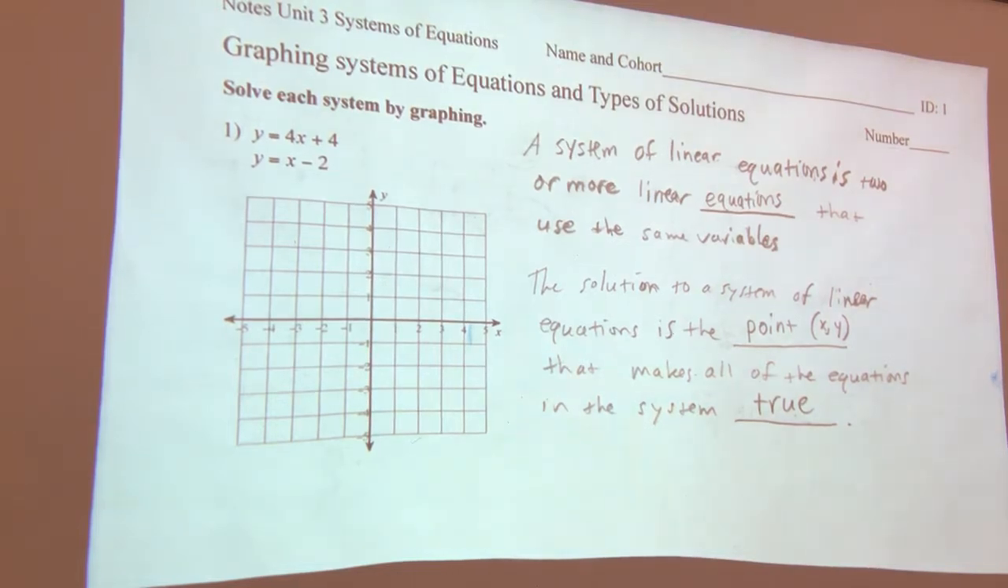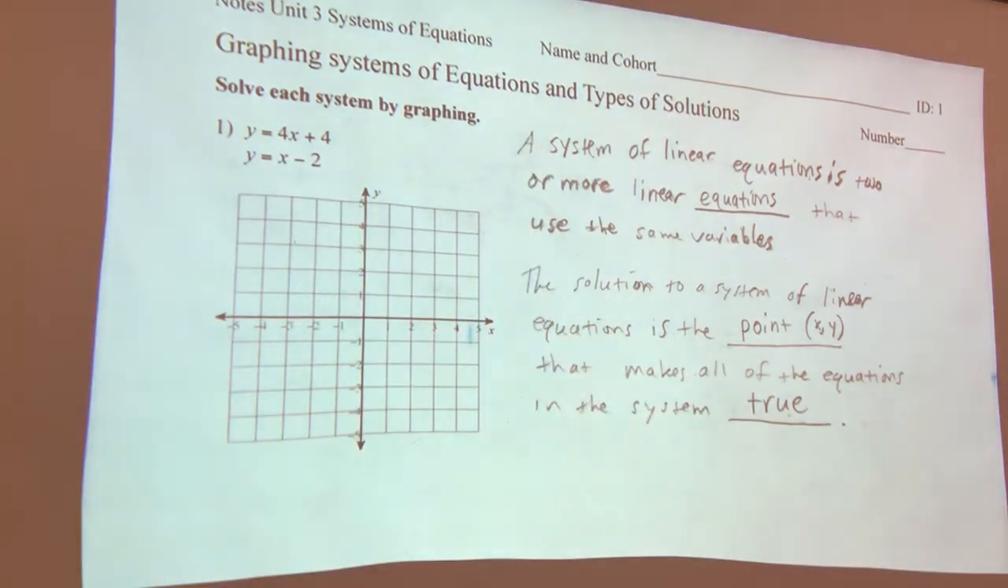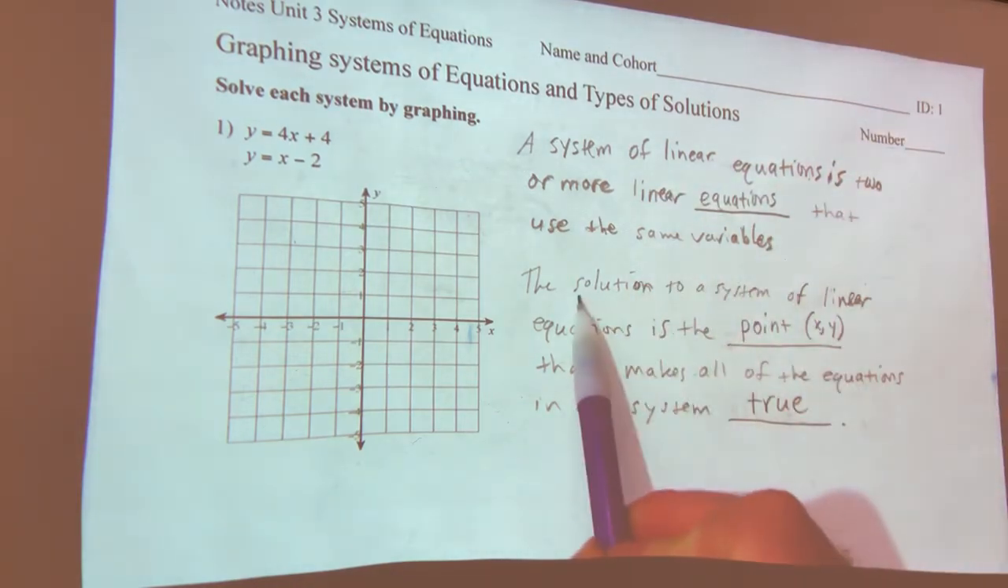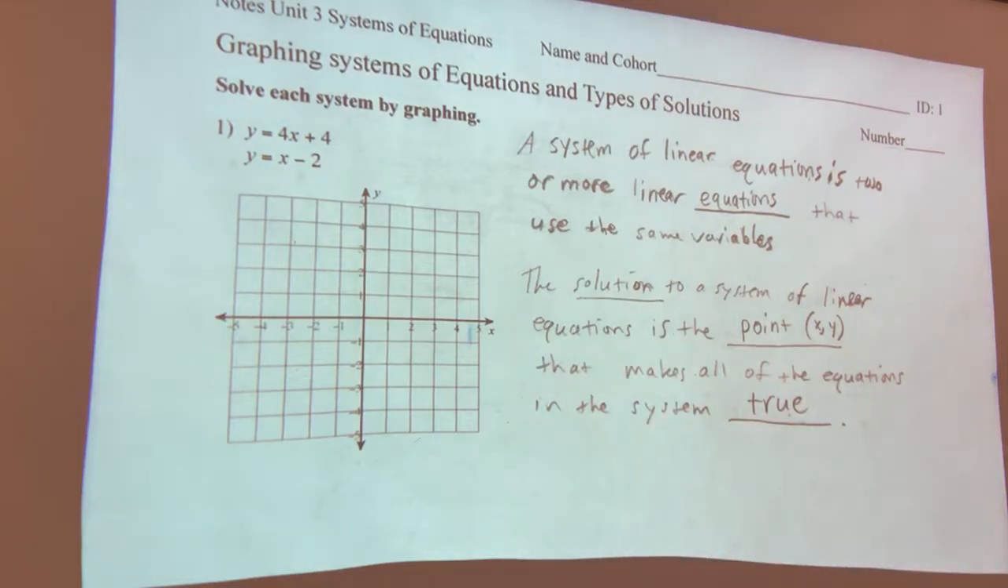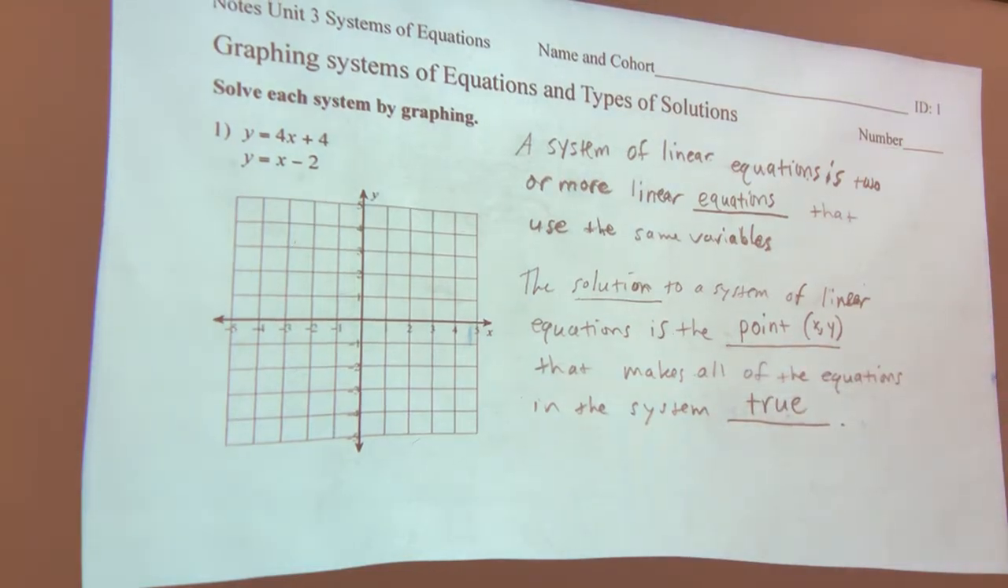Okay, this is the video on graphing systems of equations and the different types of solutions we can have. So at first I want you to just copy these statements down. We'll be using those in class. A system of linear equations is two or more linear equations that use the same variables, and the solution to a system of linear equations is the point that makes all of the equations in the system true. So go ahead and pause if you want to copy that down.